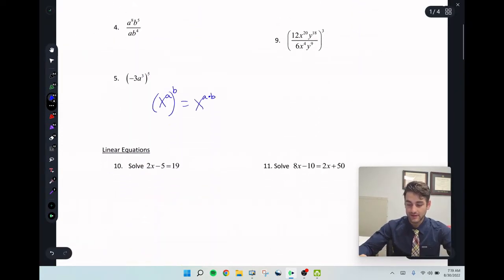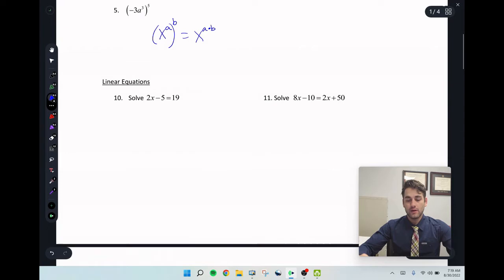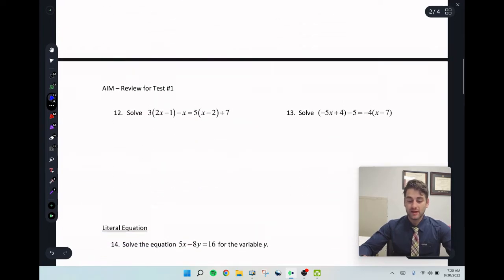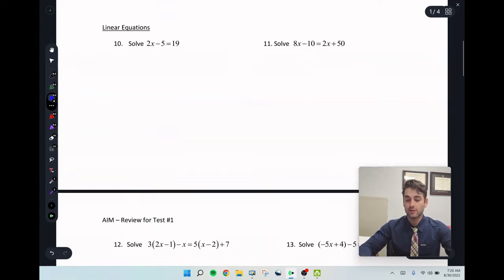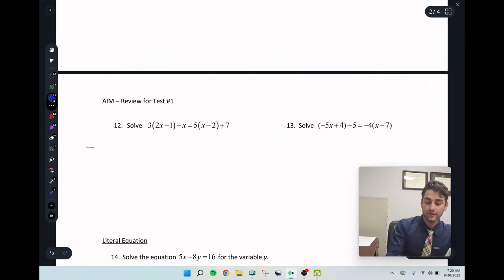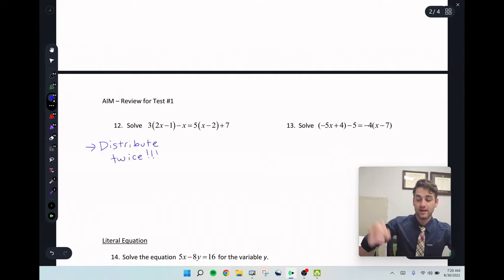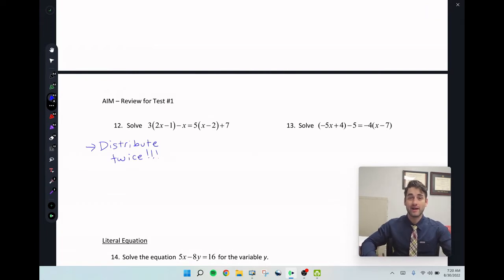All right, so that looks like page 1. Page 2 is some solutions. 1 looks doable, 2 looks doable. 12, I'll give you a little hint. We're going to distribute twice first. That's where I see a lot of the most mistakes. Distribute twice. And the nice thing is you don't have to worry about a negative distribution.